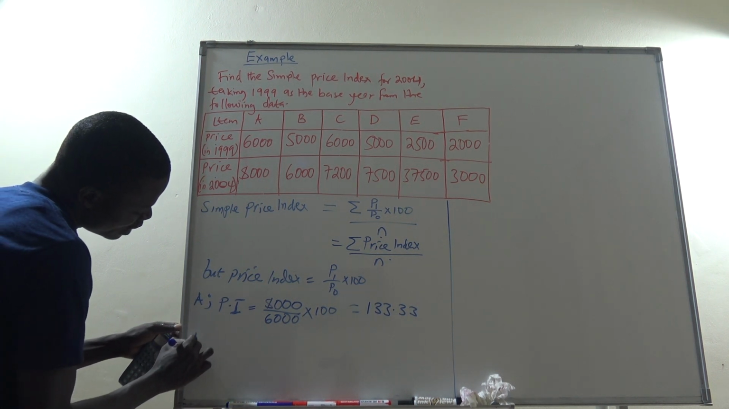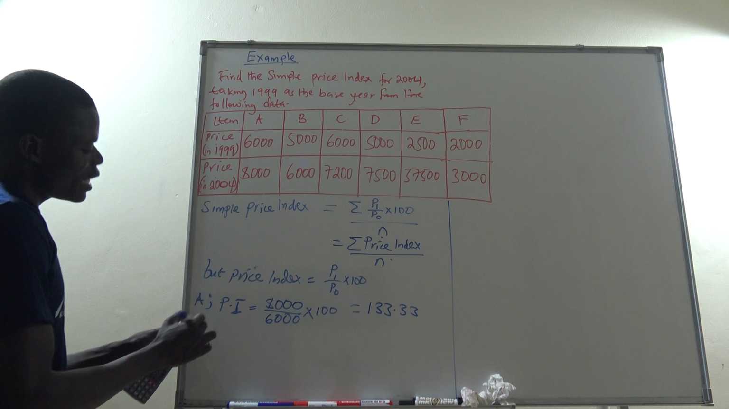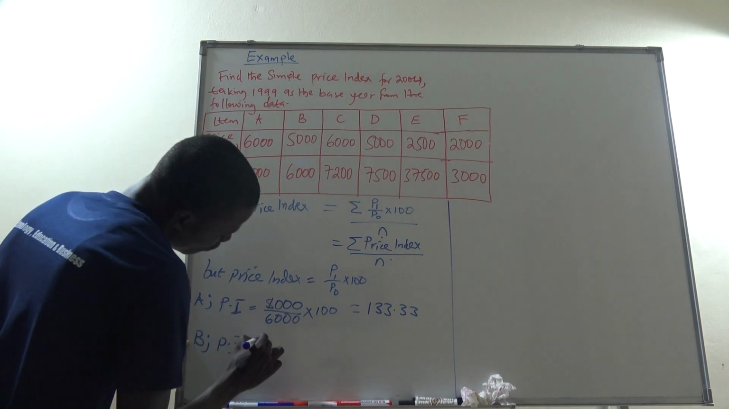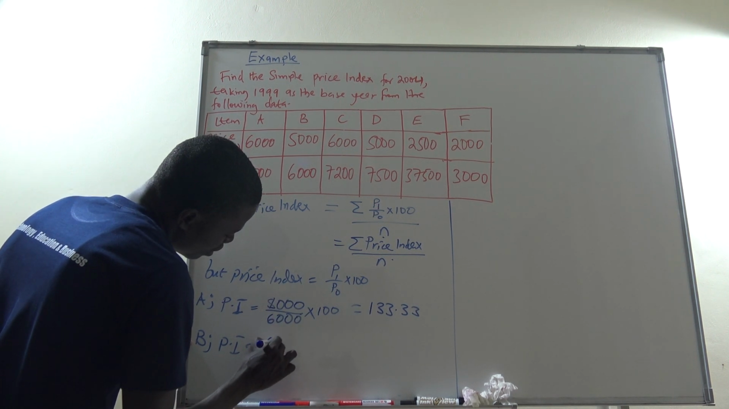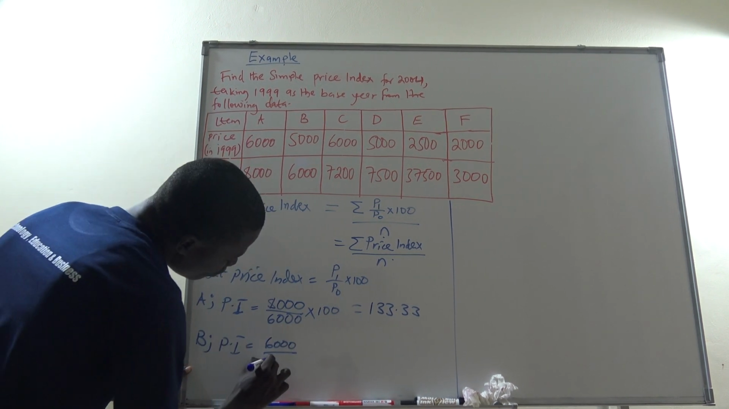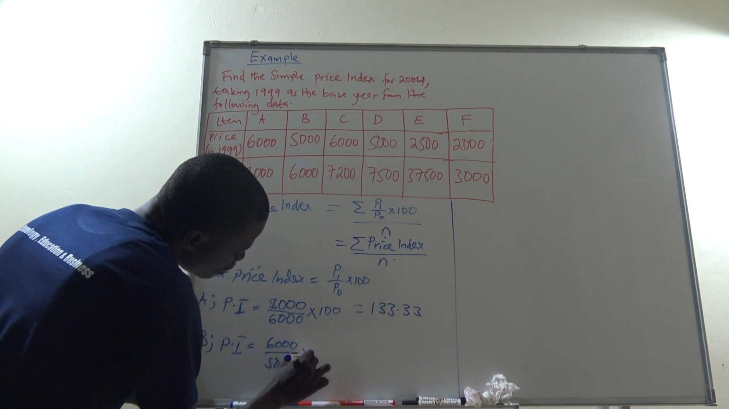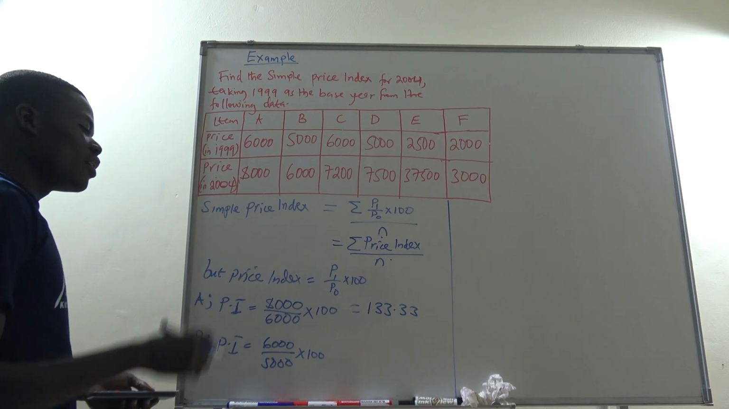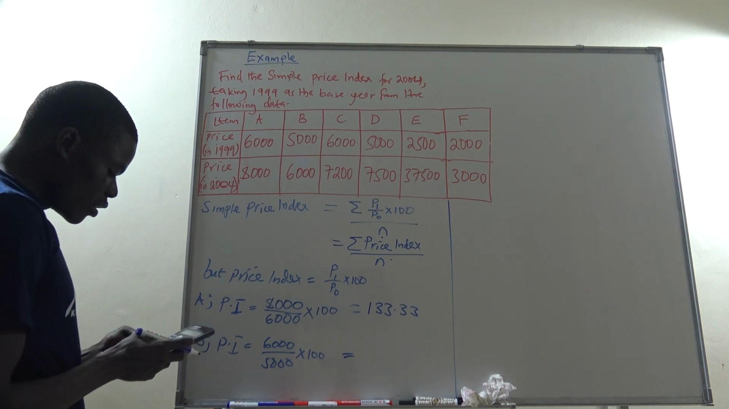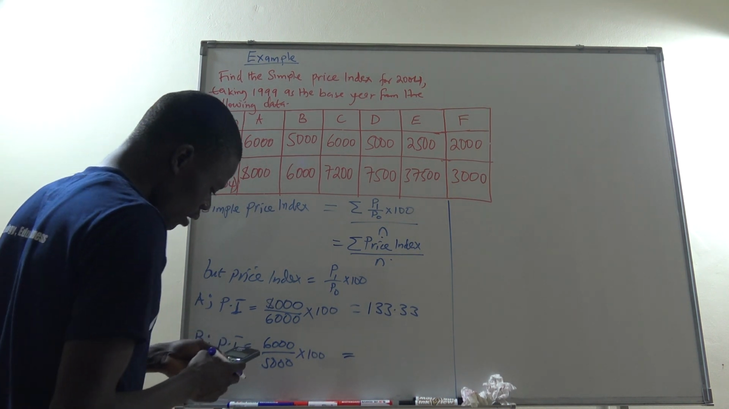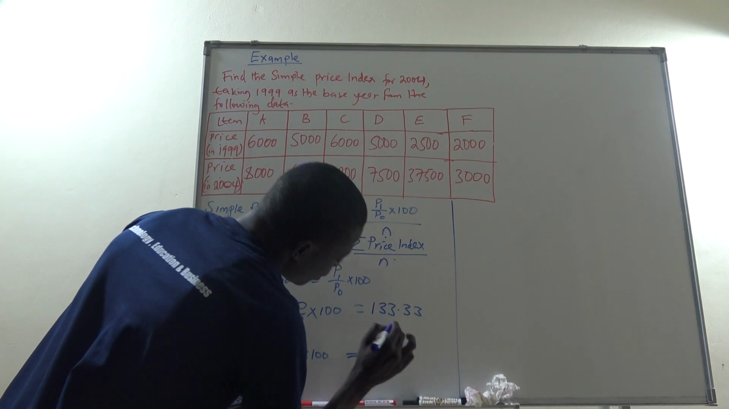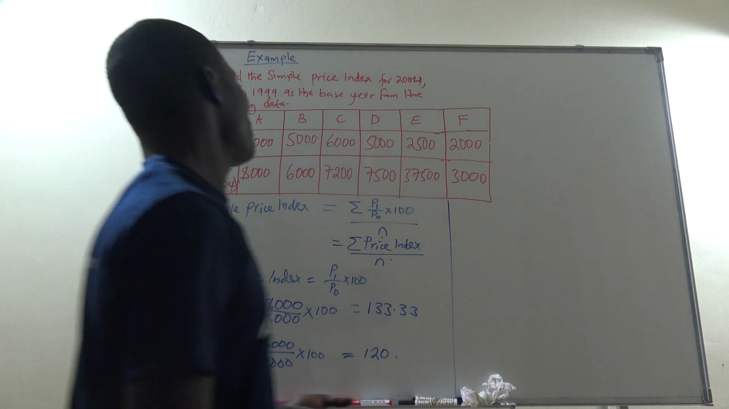Then we shall go to item B. Its price index is given by 6,000, which is the price of B in the current year, divided by 5,000, which is the price of B in the base year, times 100. There we shall get our price index as 120.